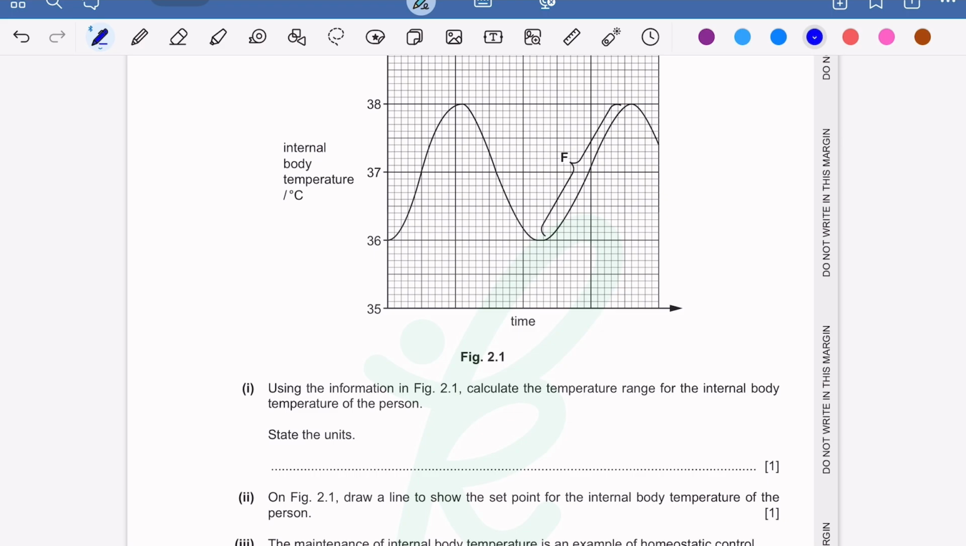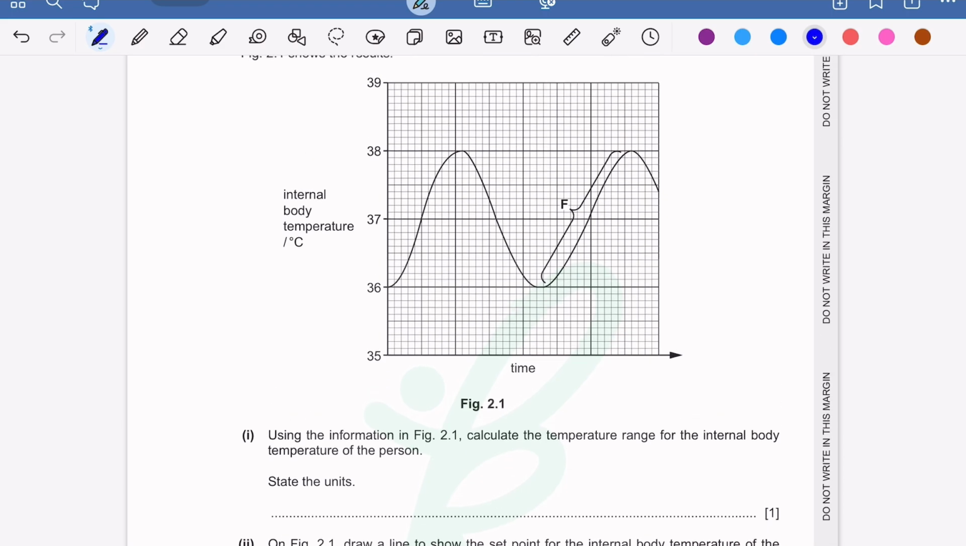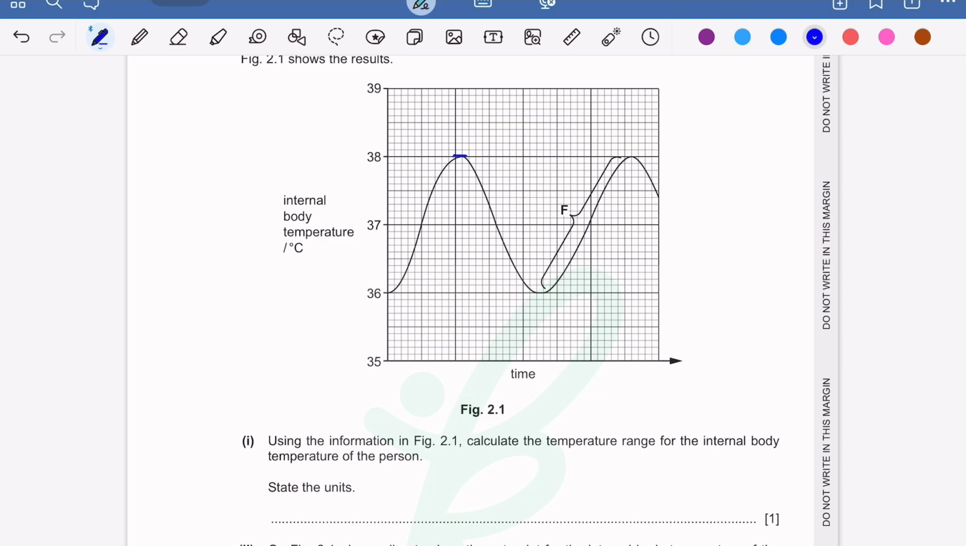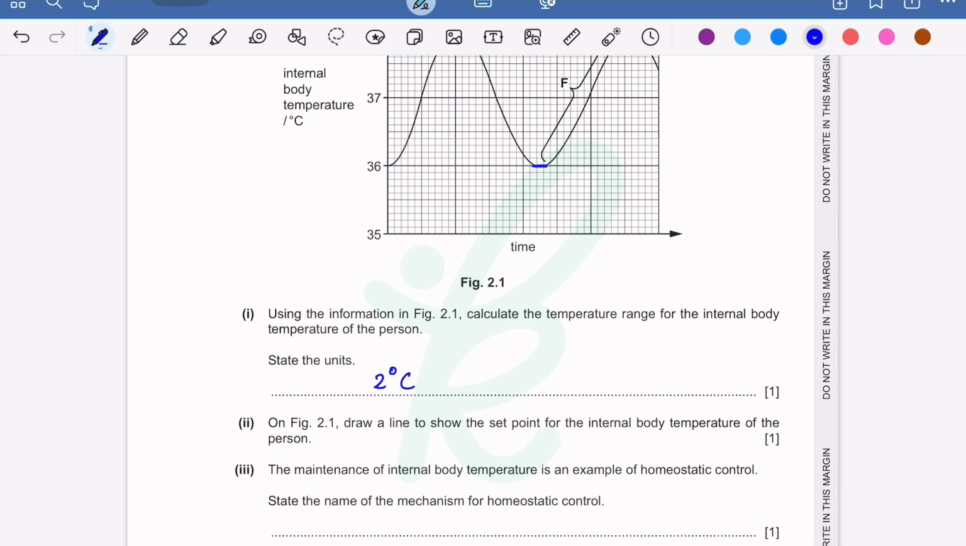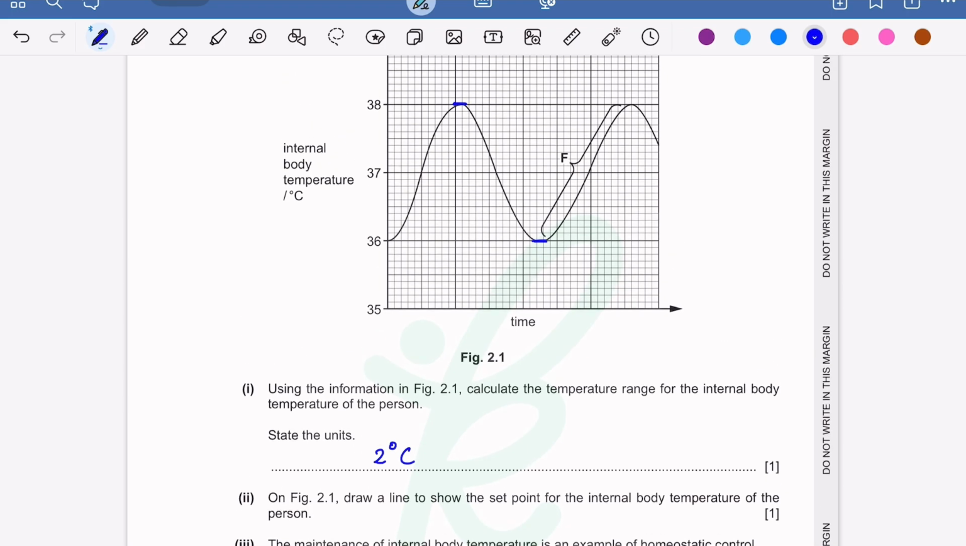So we need to find the temperature range. We can see that the maximum temperature goes to 38 whereas the minimum temperature goes to 36. So the temperature range for this person will be 2 degrees Celsius. Let us move on to the next question. On figure 2.1, draw a line to show the set point for the internal body temperature of the person. So we know that the set point for the body temperature for humans is 37 degrees Celsius. So we will draw a line here.